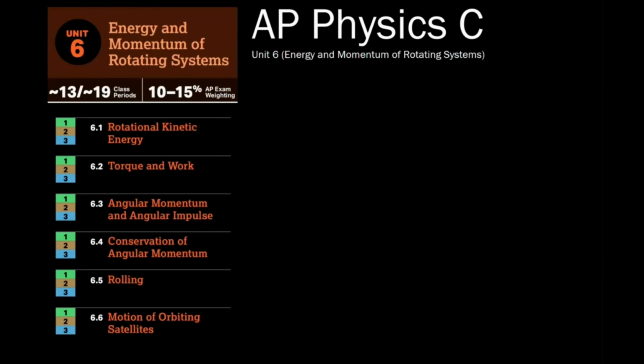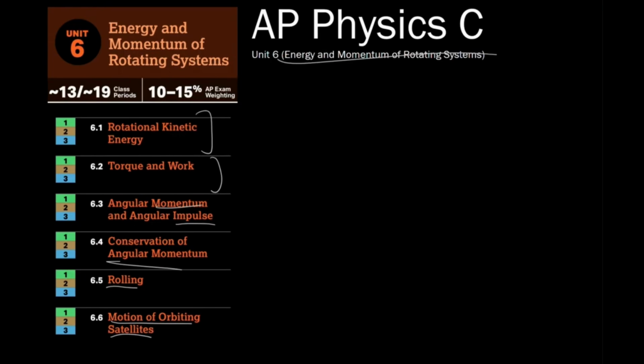AP Physics C, Unit 6, Energy and Momentum of Rotating Systems. We're going to go over rotational kinetic energy, torque and work, angular momentum and impulse, conservation of angular momentum, rolling systems, and the motion of orbiting satellites. We're also going to include a little bit of a bonus on gravitation that we need to finish up from forces earlier.